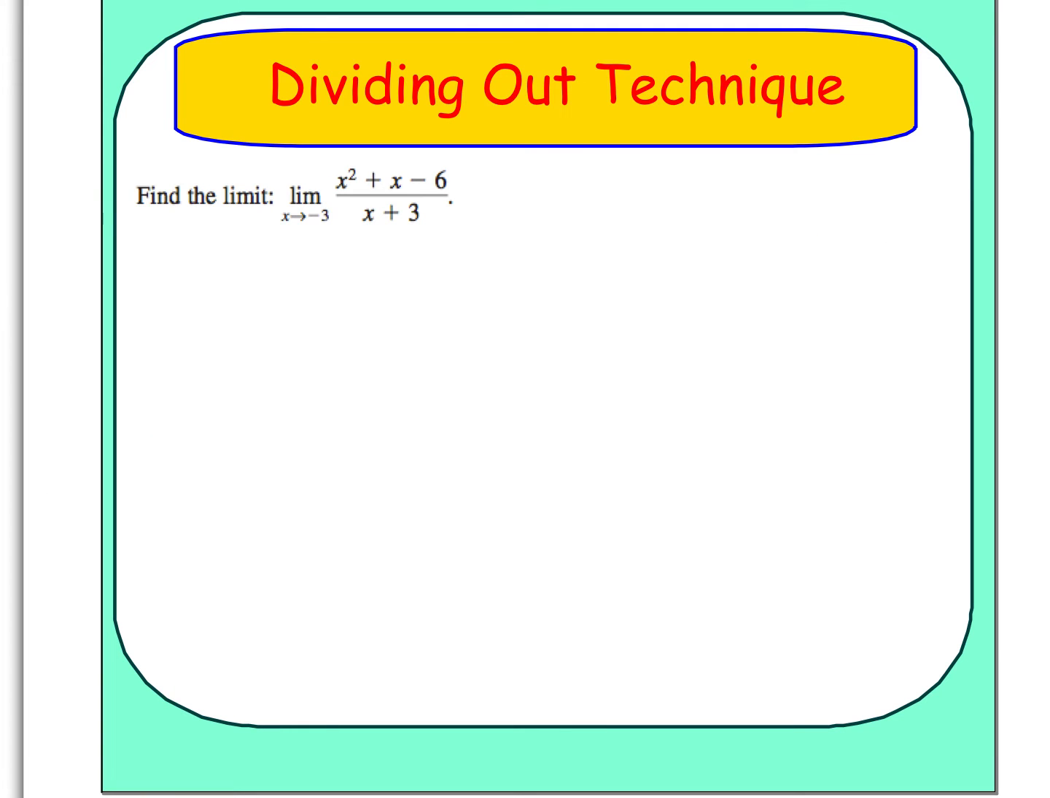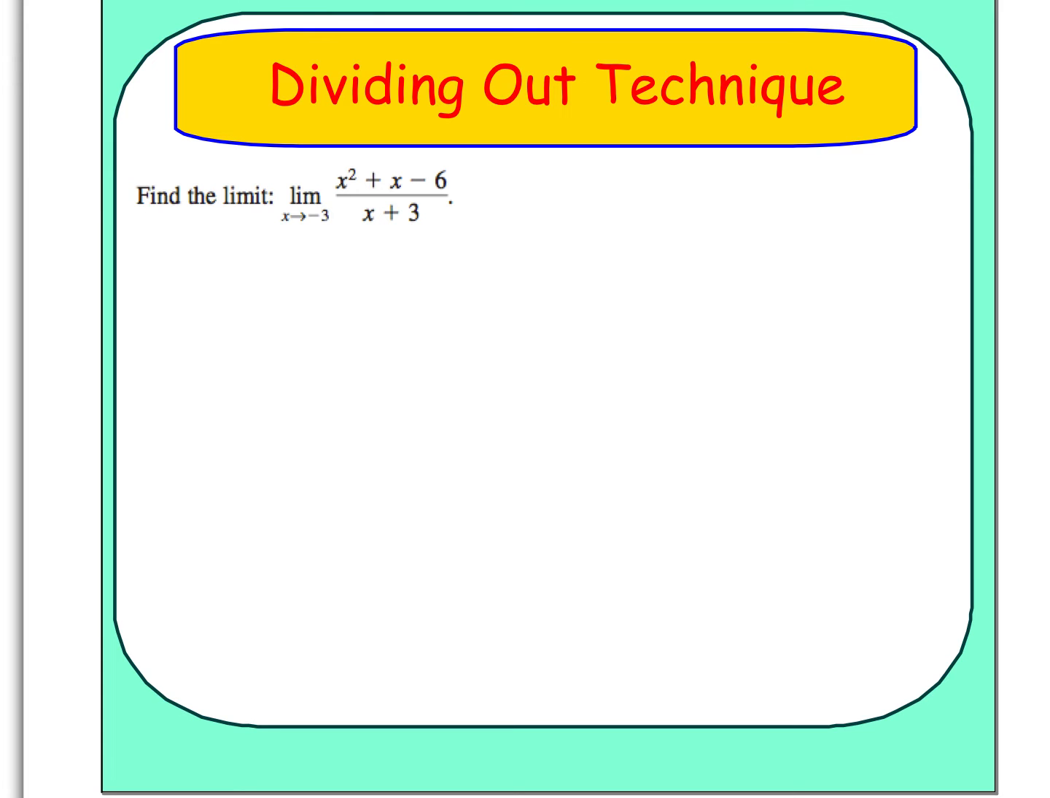Let's keep moving. Here we go. So now I have a limit as x approaches negative 3 of x squared plus x minus 6 over x plus 3. Again, what do we try to do first every time? Direct substitute. So let's do it.